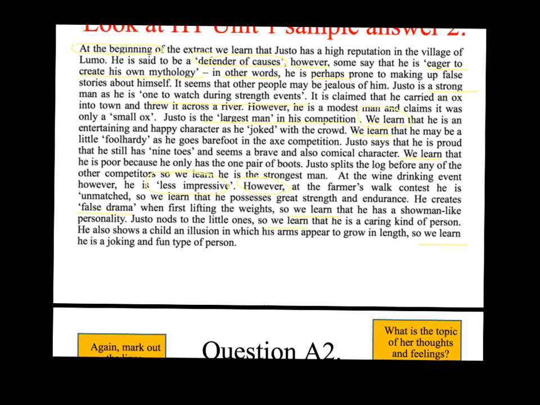This particular candidate has been clever in the way that they continually make reference to 'learn'. So we learn that he is an entertaining and happy character. We learn that he may be a little foolhardy. Okay, and then towards the end as well, so we learn he's a joking and fun type of person. Now, the reason why that's a clever technique is because you're repeating some of the words and phrases from the question. And you're showing to the examiner that you're tracking through, and by using that phrase, we learn, you're really sort of focused on that question.